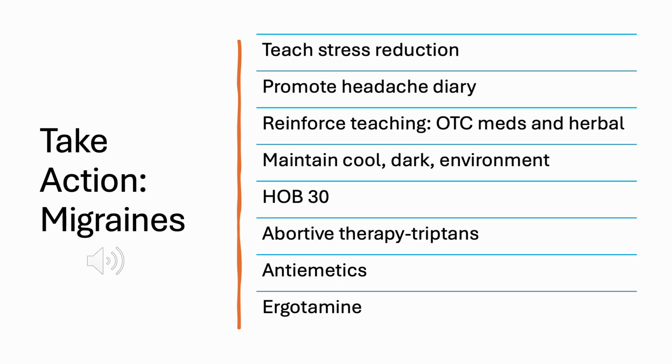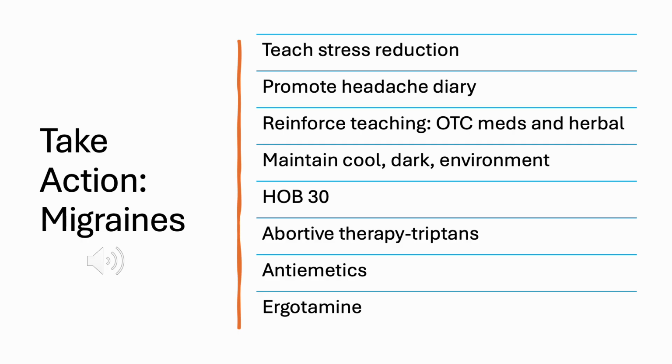You want to reinforce teaching about over-the-counter medications, like if they're having a mild migraine, they might be able to get by with ibuprofen or acetaminophen. Herbal products have proven not to be successful in treating migraine, so you might have to have a conversation if they are taking herbal medications. You don't want them to do anything that's not going to help with their headaches, okay?